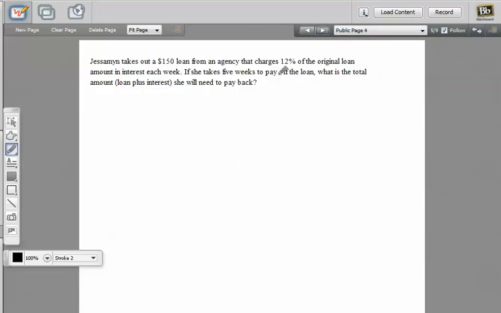All right, Jessamine takes out a $150 loan from an agency that charges 12% of the original loan amount in interest per week. If she takes 5 weeks to pay off the loan, what is the total amount, the loan plus the interest, she will need to pay back? Well, in 1 week, she's going to have 150 and then that 12% interest. So 150 times 0.12 is 18. So she has $18 in interest per week, right? So in 1 week, she's got $18.